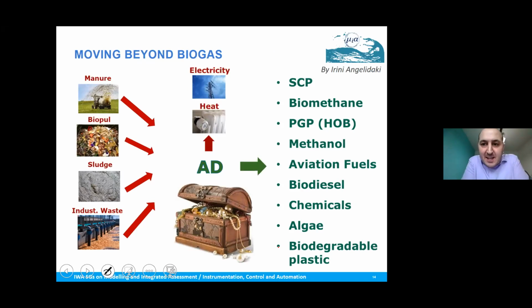Irini Angelidaki focused on moving beyond biogas. She considered anaerobic digestion as a treasure chest that is not only capable of producing heat and electricity from biogas, but also single cell protein, biomethane, methanol, aviation fuels, biodiesel, chemicals, algae, and even biodegradable plastics can be produced from biogas.